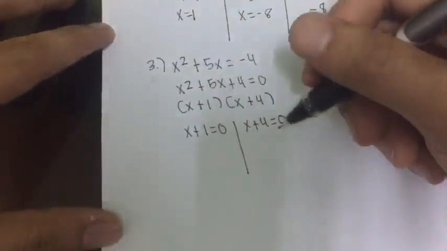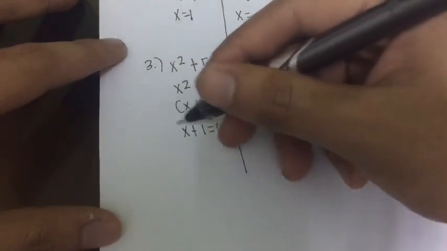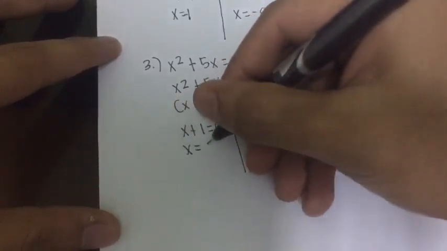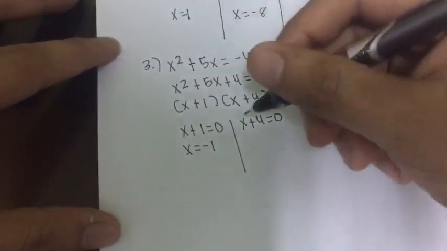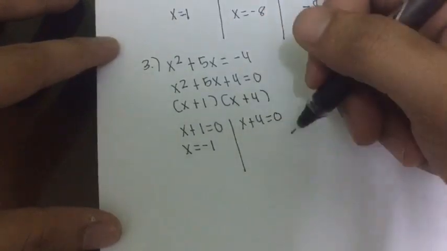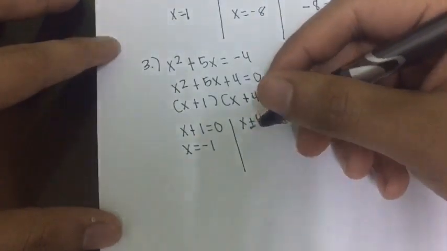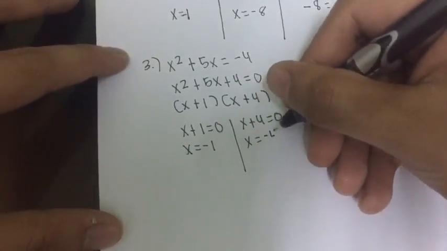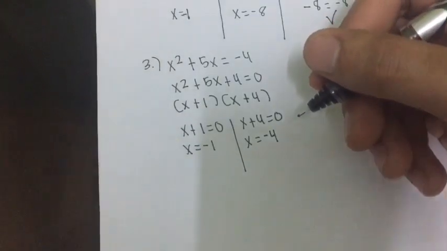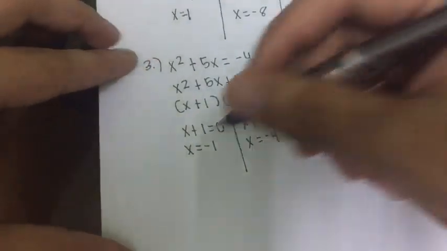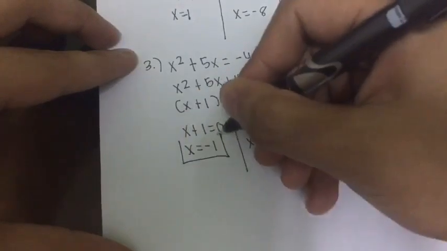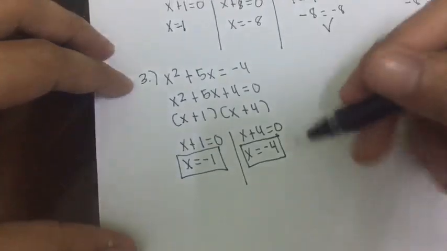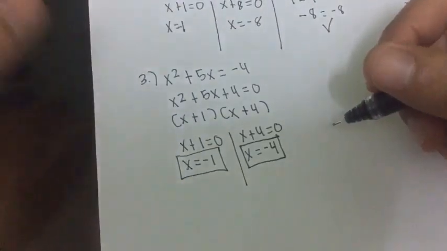Solve for x. Transpose the 1 on the other side. x equals negative 1. And the other side, transpose the 4 to the other side, it is negative 4. And that will be the final answer. To be sure, we can check it.